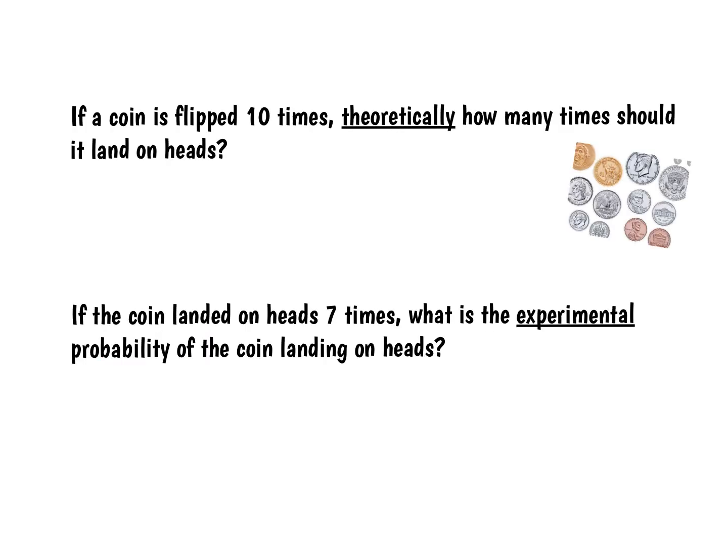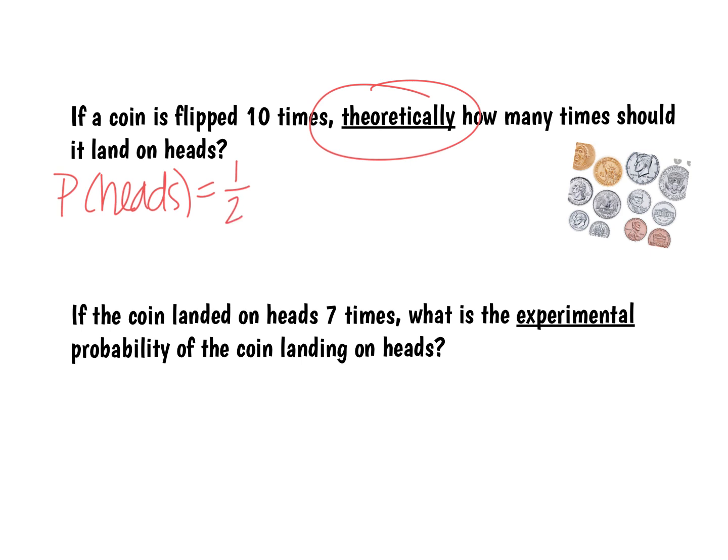If a coin is flipped 10 times, theoretically, how many times should it land on heads? Well, we know that if we flip a coin one time, the probability of getting heads one time is 1/2, right? Because it can either get heads or tails, so there's two total outcomes. Heads is one of them. So 1/2, which tells me that 50% of the time, theoretically, I should get heads.